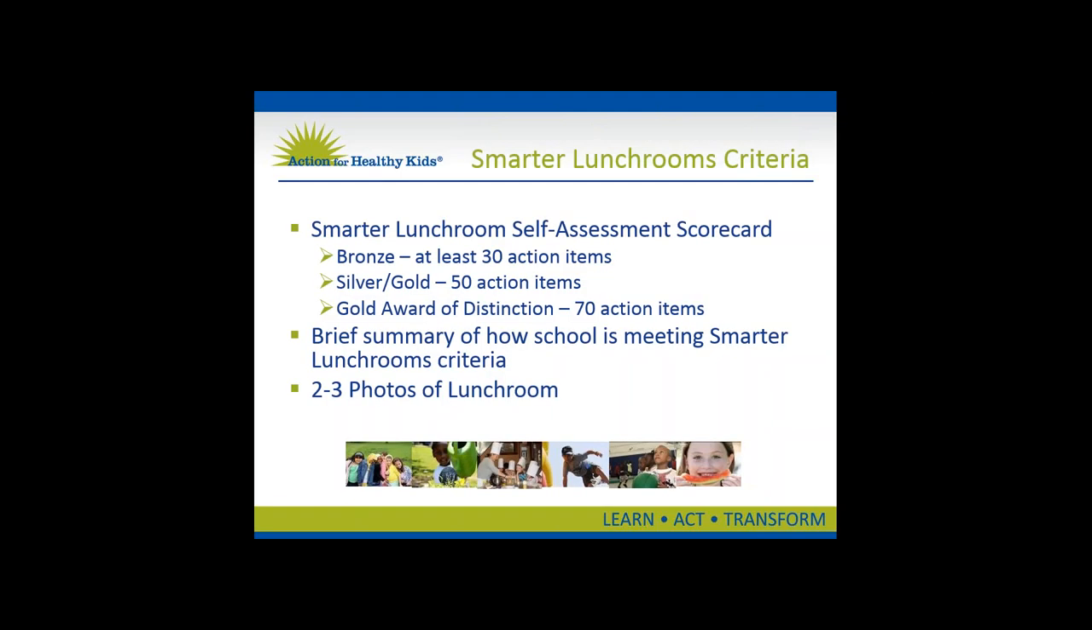The number of techniques from the scorecard that the school must implement is dependent upon the award level. So for bronze, applicants must select at least 30 action items. Silver and gold applicants must select 50 action items. And then gold award of distinction applicants must select 70 items. Documentation that the school is meeting this criteria shall include a copy of the completed scorecard and a brief summary with 2 to 3 photos describing the school's overall Smarter Lunchrooms effort.